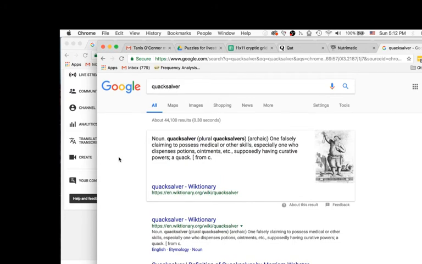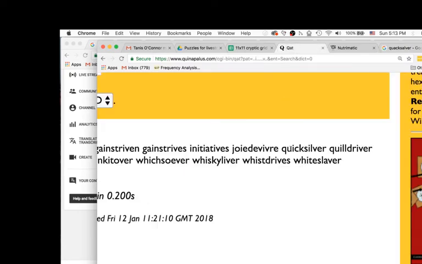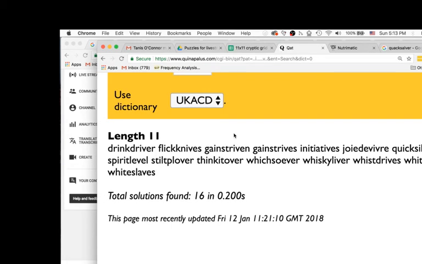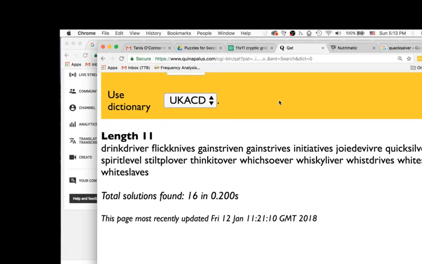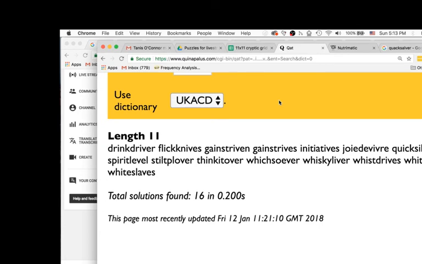So Quacksilver is a word, but it's not very common. It's archaic and only has 44,000 hits in Google. My thinking is, if I wanted to, I could do Quacksilver, but change the A's to I's. Initiatives, joie de vivre might have some possibilities, but other than some anagrams, I'm not seeing them. So I'm going to think it over. That's a thin kit. If I can come up with a way to disguise over, then think it over might work.